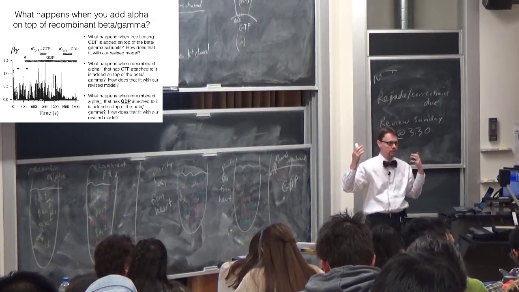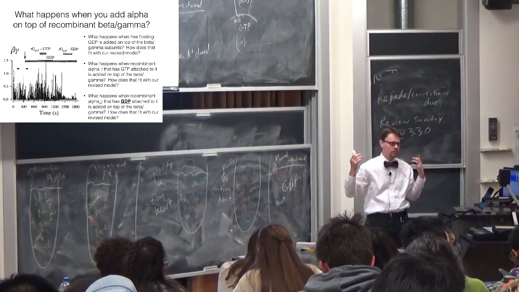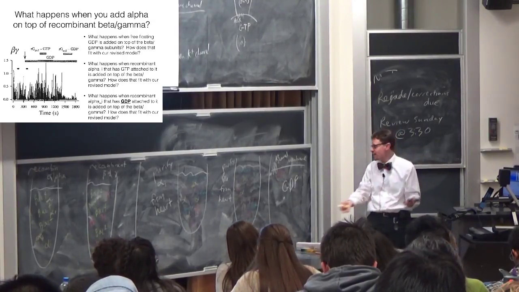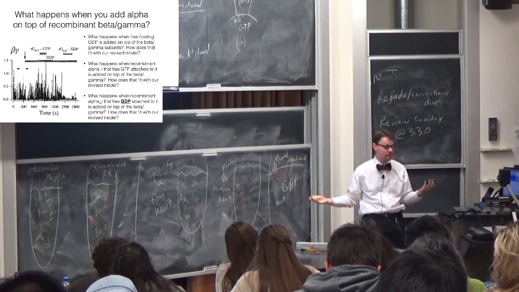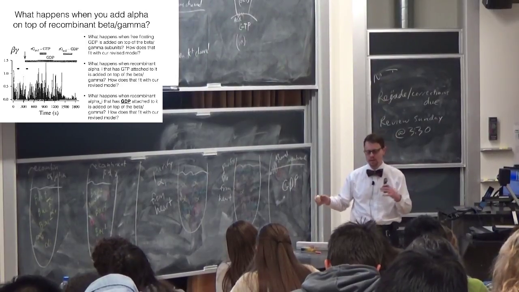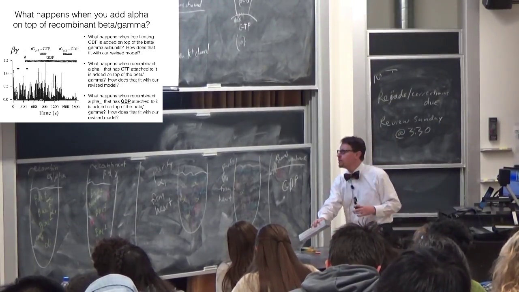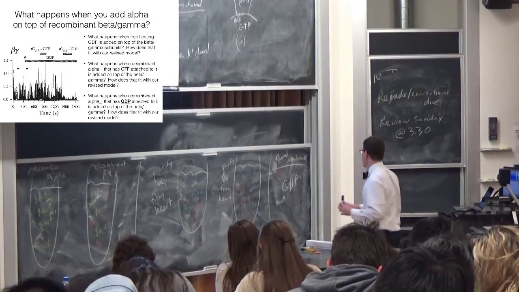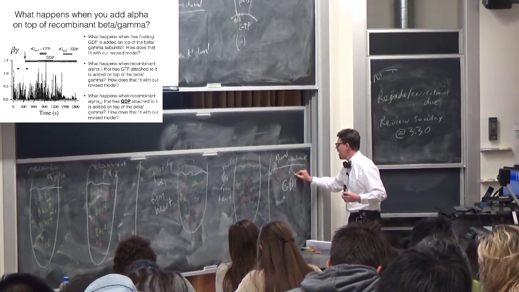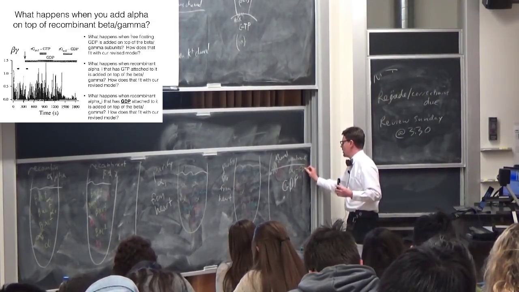Yeah. Because the GDP is not really going to do anything. It won't bind to the beta gamma. Right. It won't bind to the beta gamma. There's no alphas there for it to bind to. Makes sense. Then we come along and we add in some alpha with GDP on it.